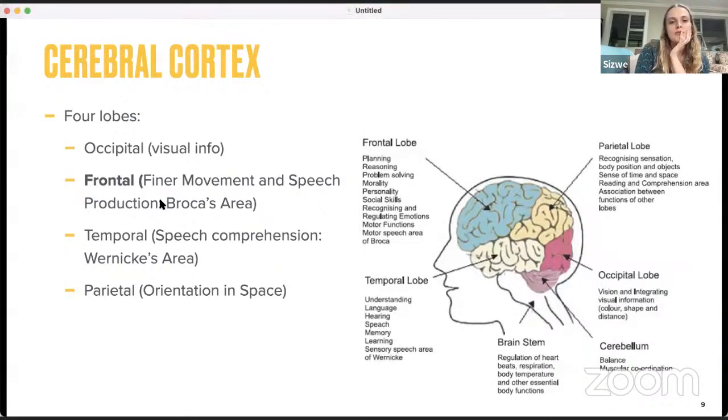Okay. The frontal lobe is finer movement and speech production. It also has Broca's area there. So let's see what's in the frontal lobe. Planning, reasoning, problem solving, morality, personality, social skills, recognizing and regulating emotions, motor functions, motor speech area of the Broca. That's all there. So the ones that we highlighted here are the main functions: speech, Broca's area, and fine movement. So you see there motor and motor.